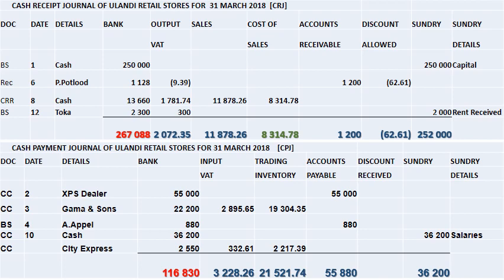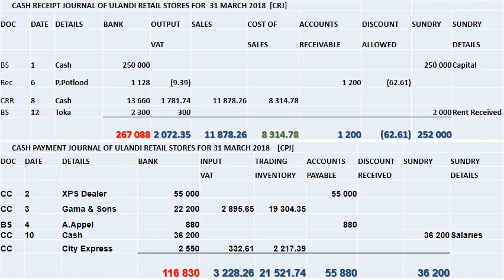Then from there, we will have to do the cross-casting by adding all the subtotals that were included in the bank. Then to do that, we will then take the output VAT, add sales, add accounts receivable, less the discount because the discount was not included in the bank. Add the total of the sundry column. It must give us the total of 267,088 rand, which was calculated as a total for the bank column.